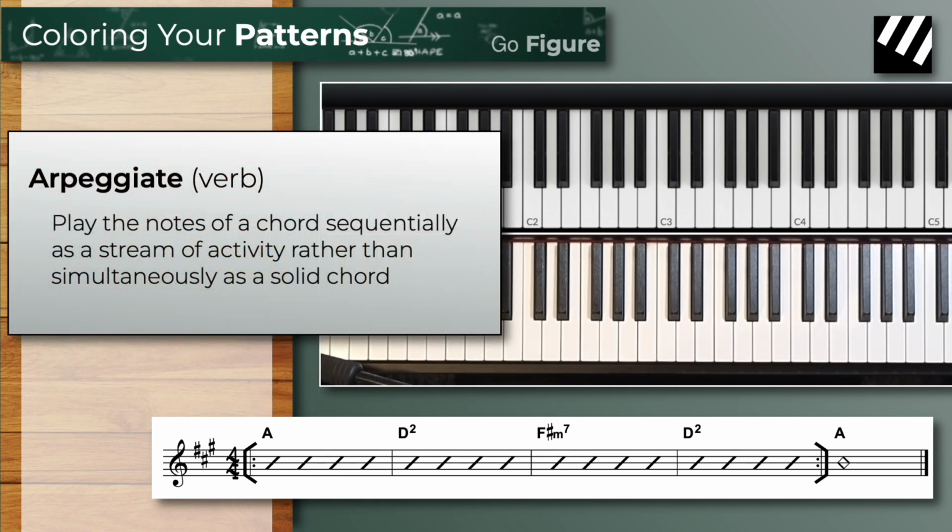Lauren Daigle's beautiful song is full of arpeggiation. When we say that we arpeggiate in music, it means we play the notes of a chord sequentially as a stream of activity rather than simultaneously as a solid chord. In this project, the very first pattern we looked at had us playing C sharp, A, E as a steady stream of quarter notes, playing 3 notes at a time. If we were to arpeggiate those chords, we would play 1 note at a time and create some sort of pattern based on single notes rather than multiple notes at a time.